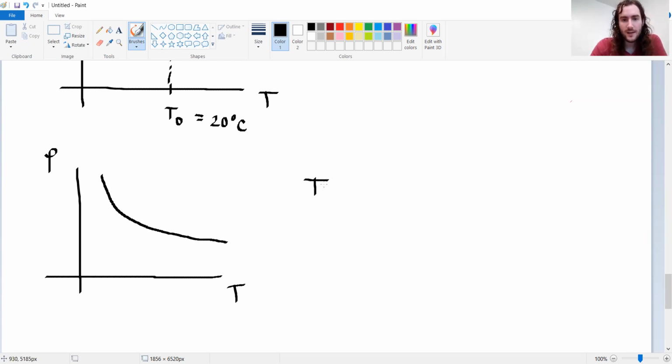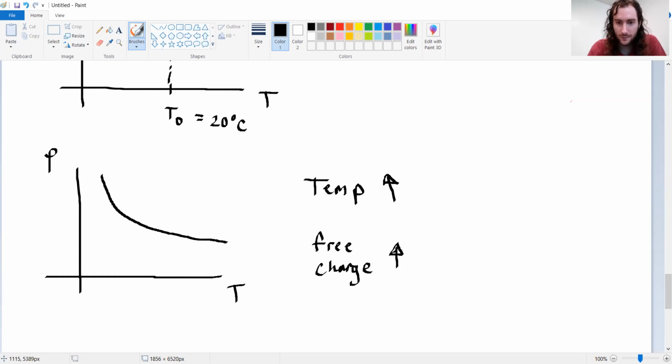As the temperature increases, there are more free charges. Temperature goes up, the number of free charges goes up, okay? And so if the number of free charges goes up, then there's more charge that's allowed to move in that material. And so the resistivity actually goes down.